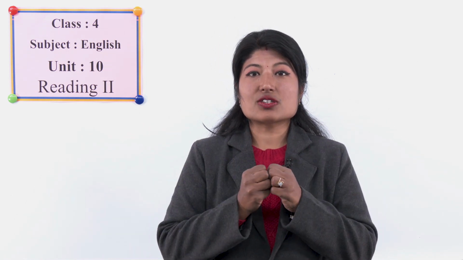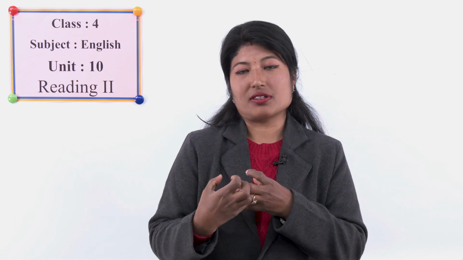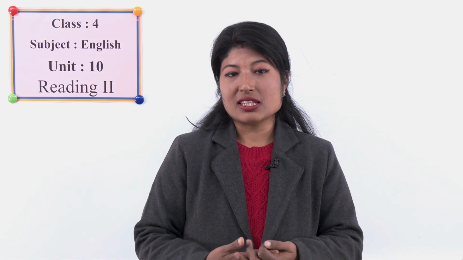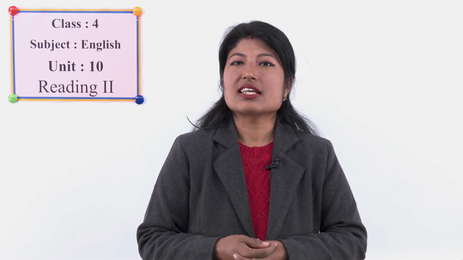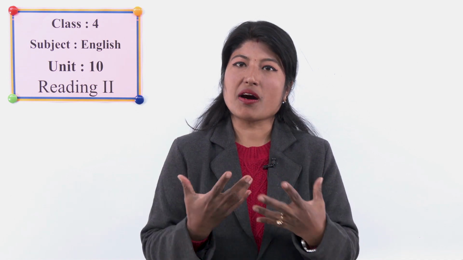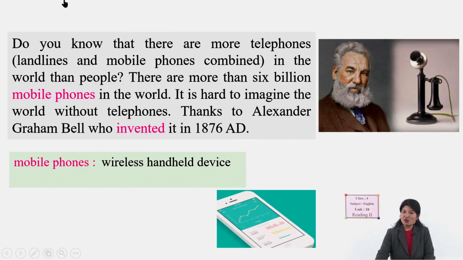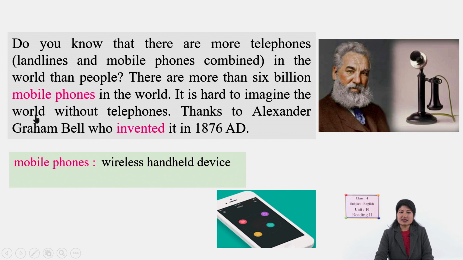It connects us with our nearest and dearest, our family, our relatives. We can get updates from them. That's why telephones and mobile phones, to exchange information, are now a part of life and cannot be separated. And this credit goes to Alexander Graham Bell, who invented it in 1876 AD.